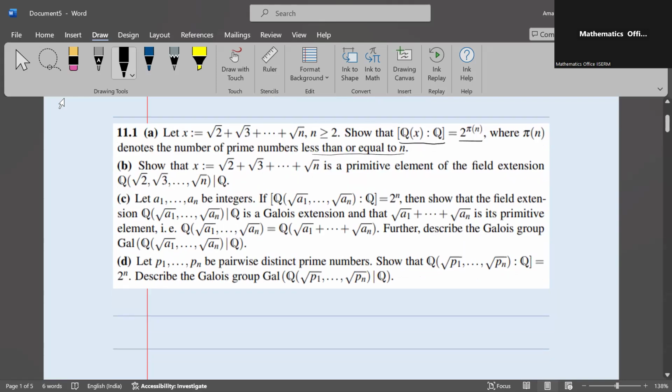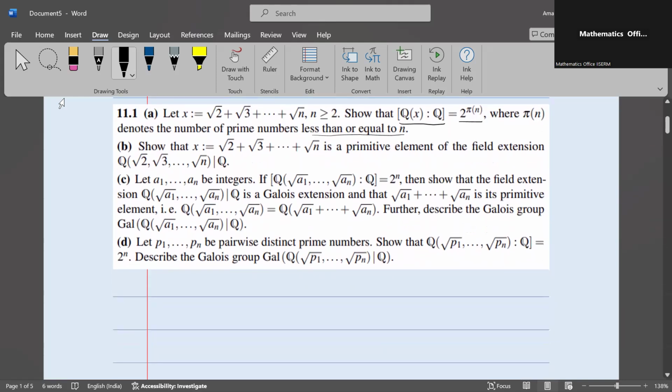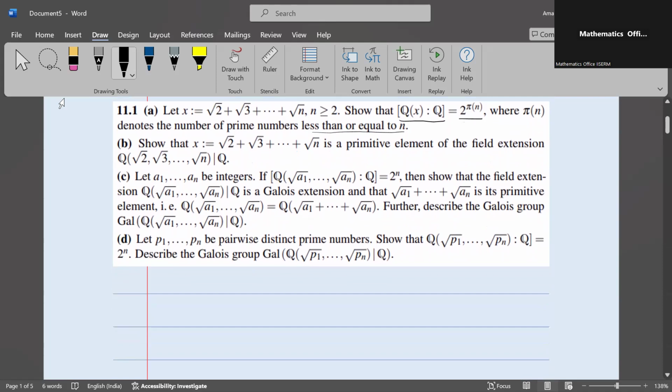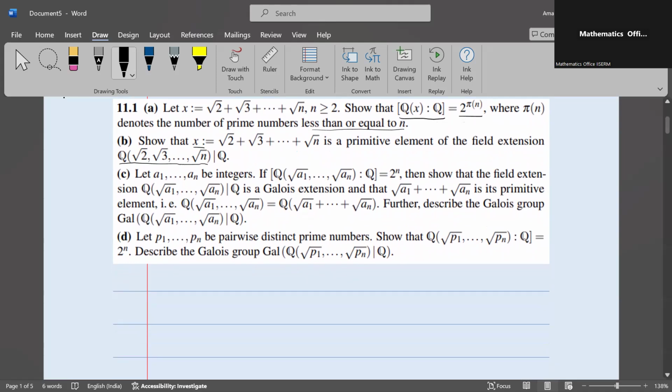Okay, so we will come to the proof of part a. Let's see what the next part says. x is the same again, a primitive element. This x is a primitive element of the field extension Q(root 2, root 3, ..., root n) over Q. Now in part b, let me say part b is enough. Part a will follow.